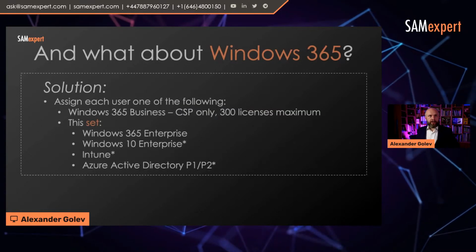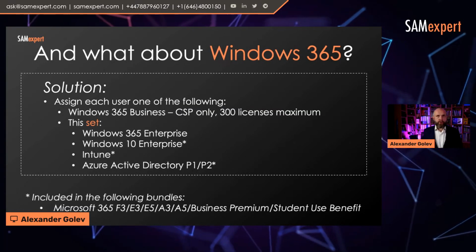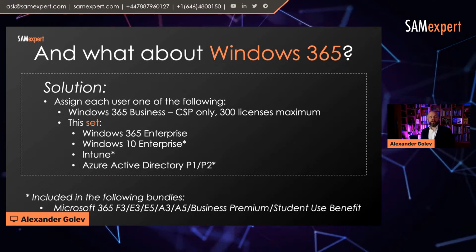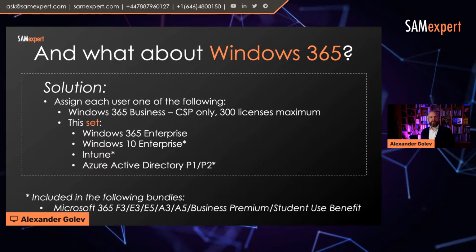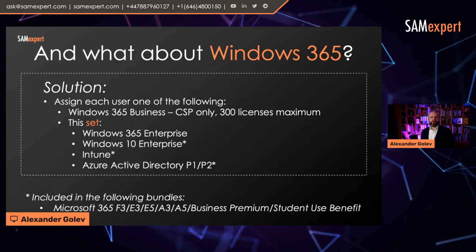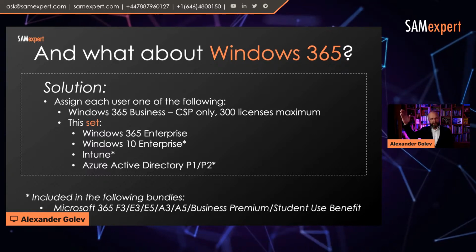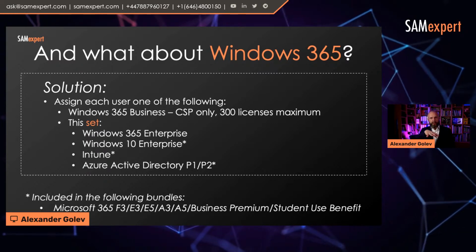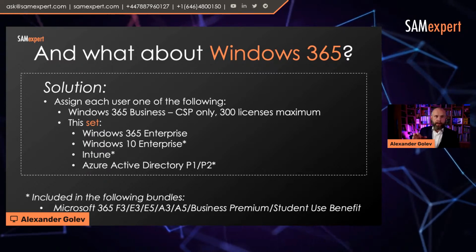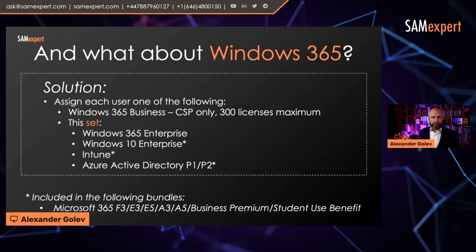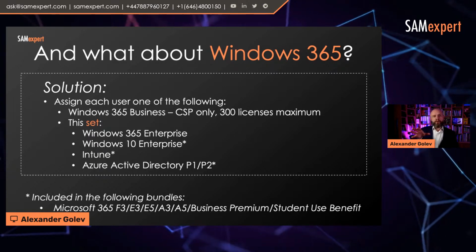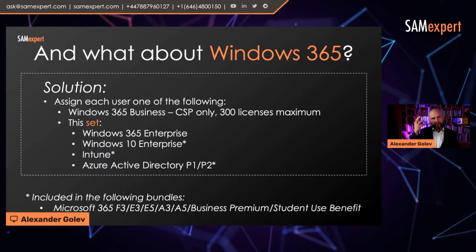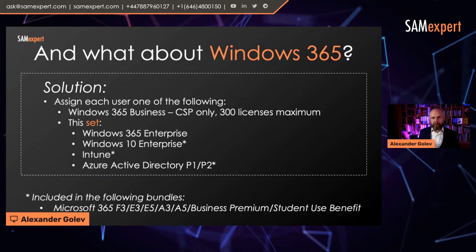Windows 365 is different. There are two flavors, Windows 365 Business and Windows 365 Enterprise. So Windows 365 Business is simple. You just buy Windows 365 Business, but there's a cap of 300 licenses. You just buy those subscriptions to Windows 365 Business, assign them to your users, and that's it. That's all they need. If you want to have more than 300 or more security and management features, then you will be considering Windows 365 Enterprise.